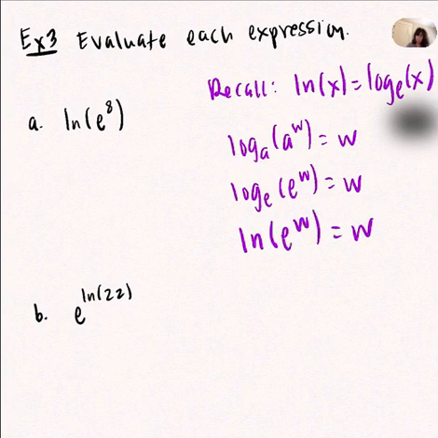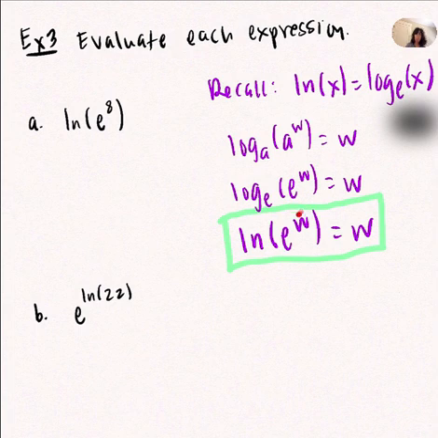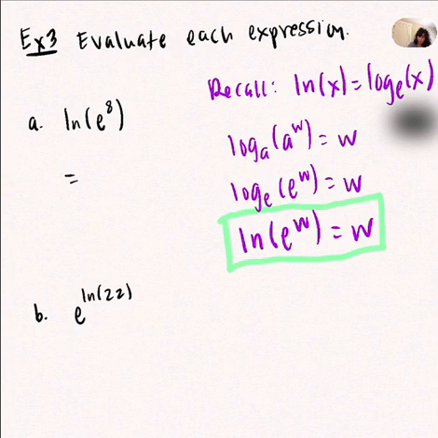And so we have this extra property that's really cool, which says that if you ever do ln of E to a power, it's just equal to that power. So if I want to figure out what is ln of E to the 8, it's actually just equal to 8. And that's it.